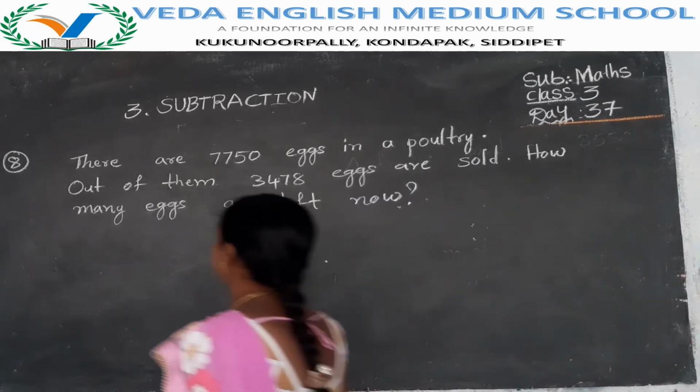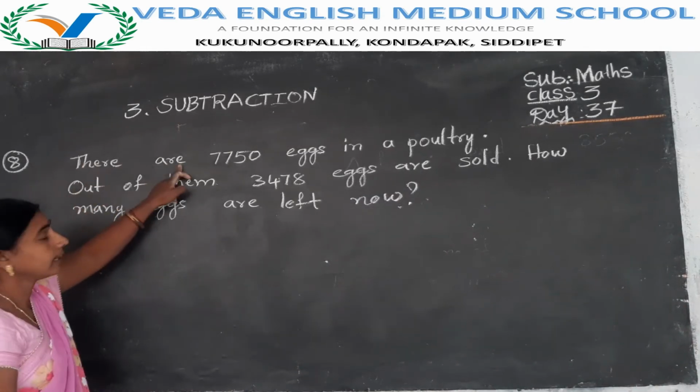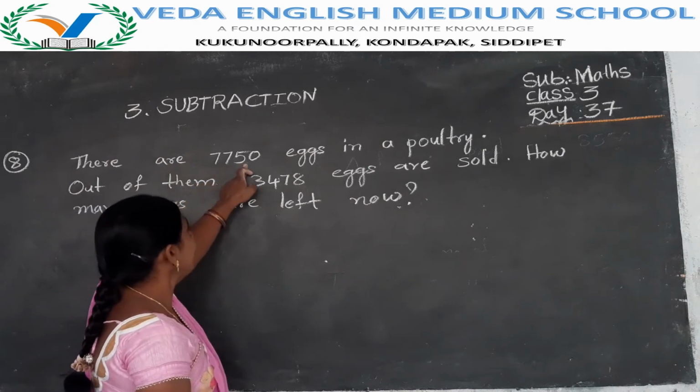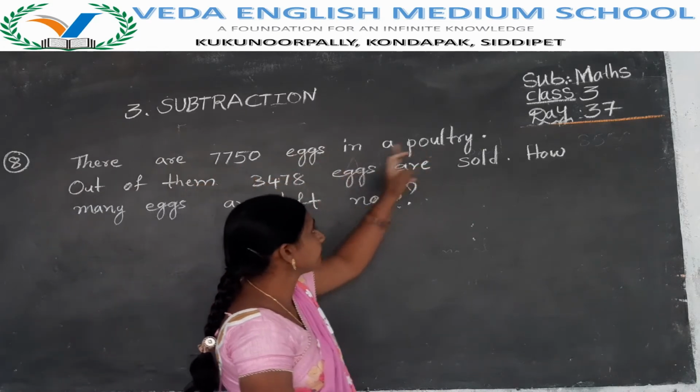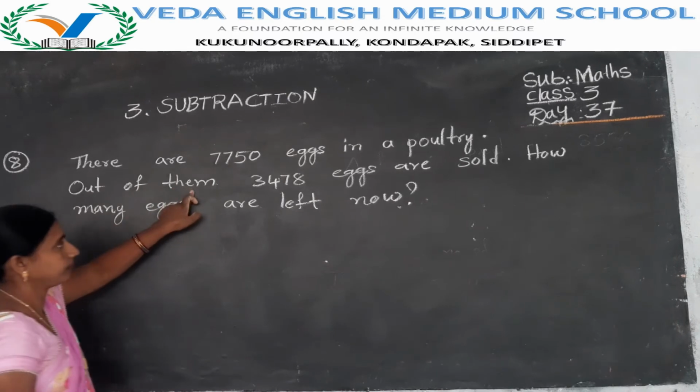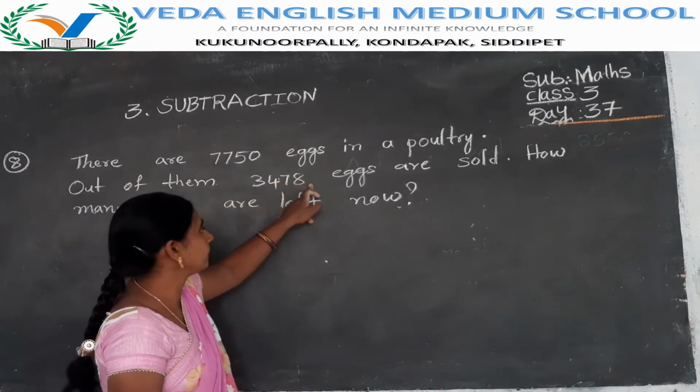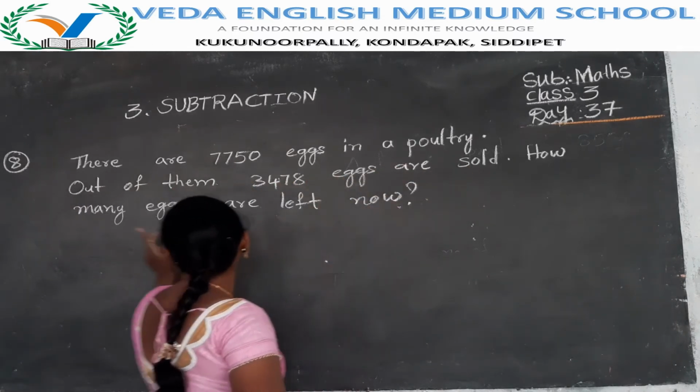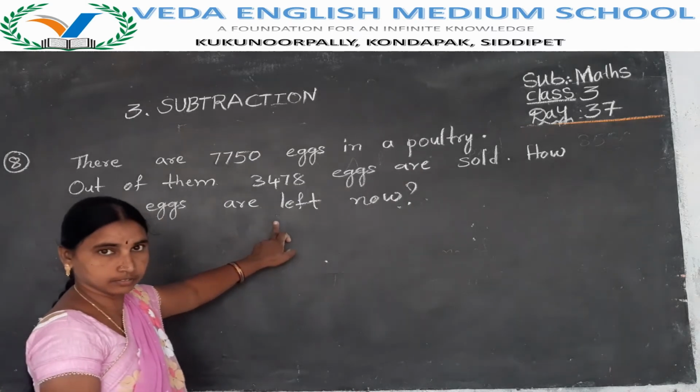See Nana, the eighth problem. See, they got 7,750 eggs in a poultry. Out of them, 3,478 eggs are sold. How many eggs are left now?